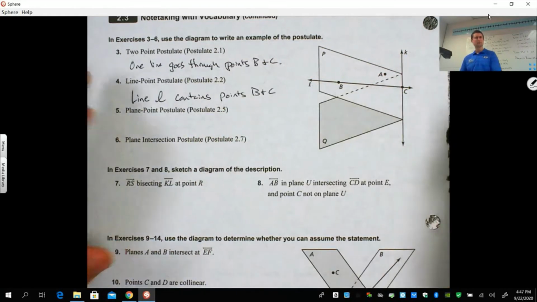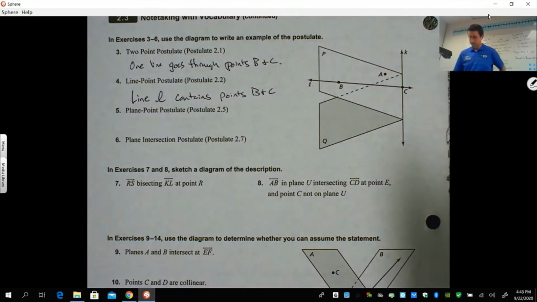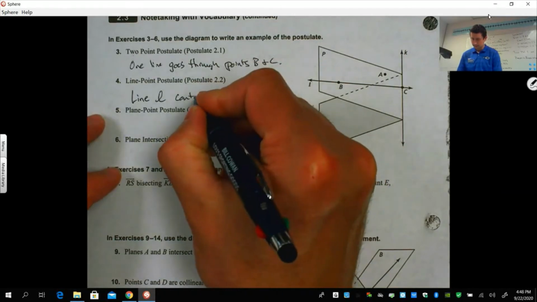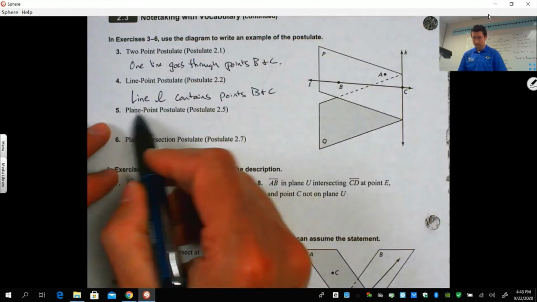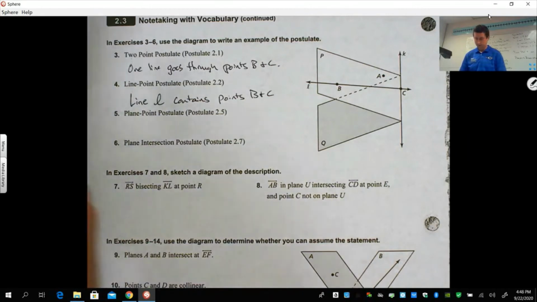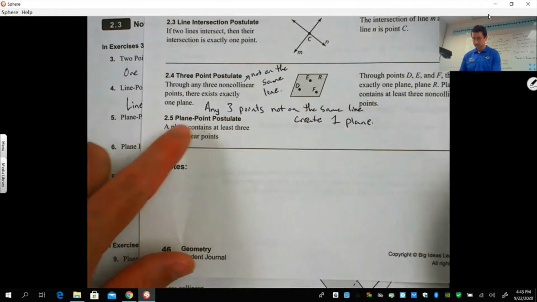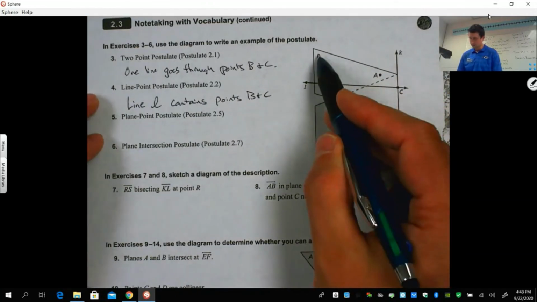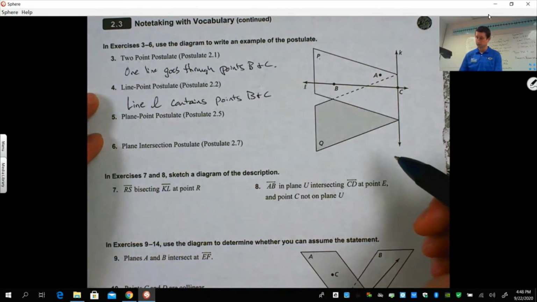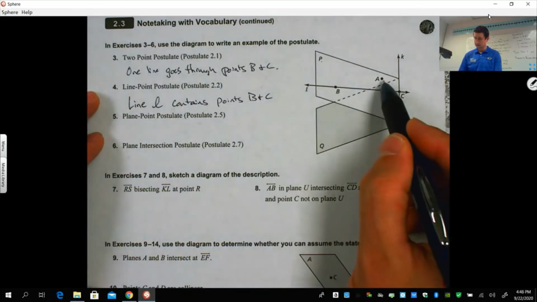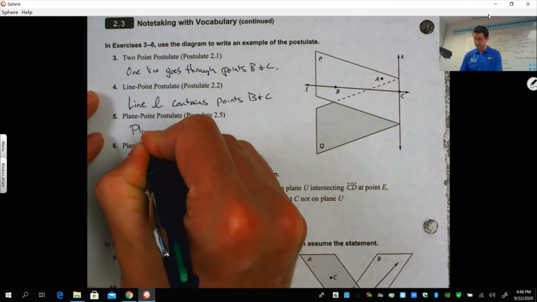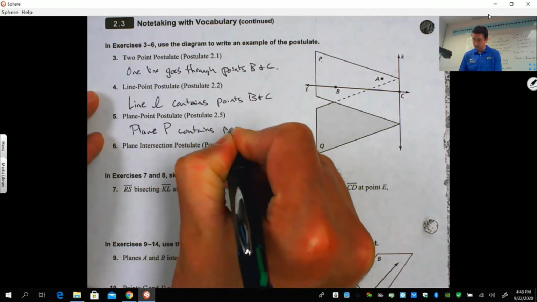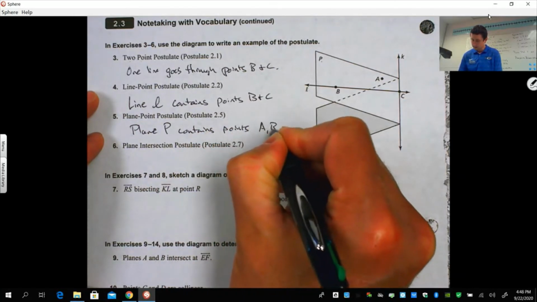So you see how they're kind of similar in the wording there? You don't have to rewrite it, well, these you would have to rewrite, but it doesn't mean it's completely a new idea. Plane point postulate. So plane and a point. A plane contains at least 3 non-collinear points. So I need a plane, here's plane P, and I need 3 non-collinear points. That'd be B, C, and A. They're not on the same line. So plane P contains points A, B, and C.